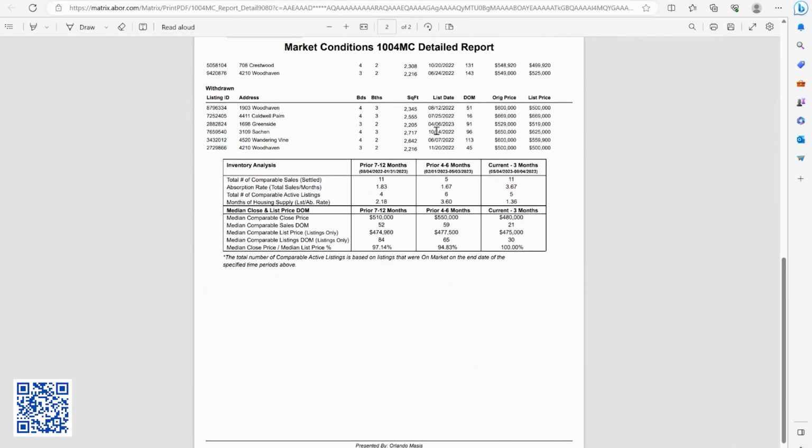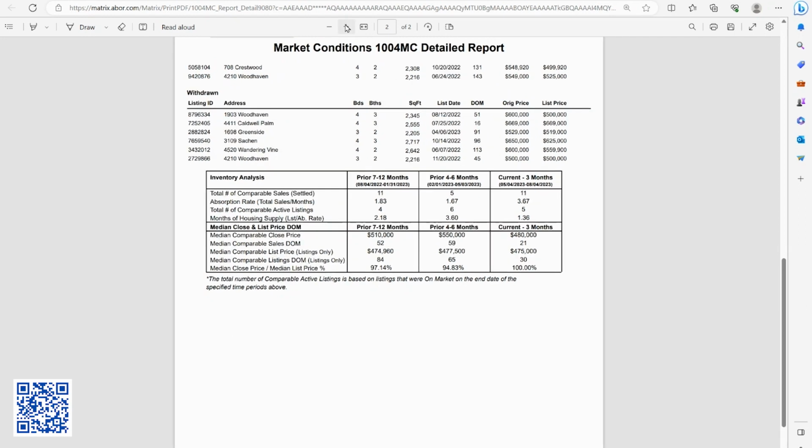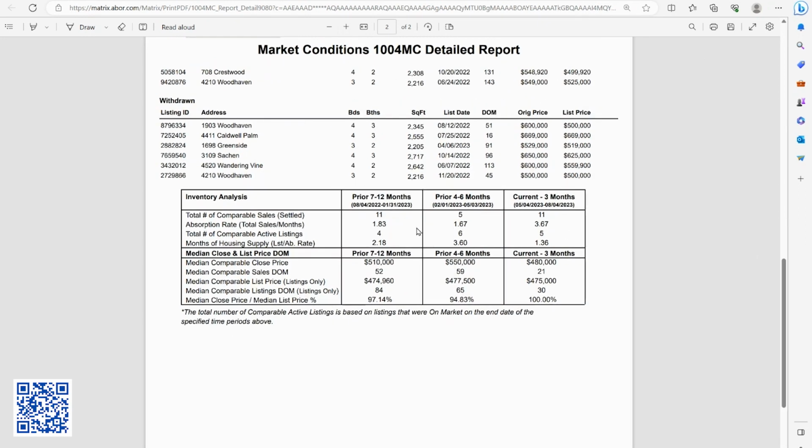And if you look at this, in the first 6 months, the first half of the 12-month period, there were 11 sales. There were a total of 4 listings that were active during that period of time, with very low inventory, and that's a month's housing supply of 2.18. So this would have been mid-2022, okay? The median comparable closed price was $510,000, right? With the median comparable sales days on the market of 52 days, and the median comparable listing price of $474,960, with a median close price to median list price of 97.14.